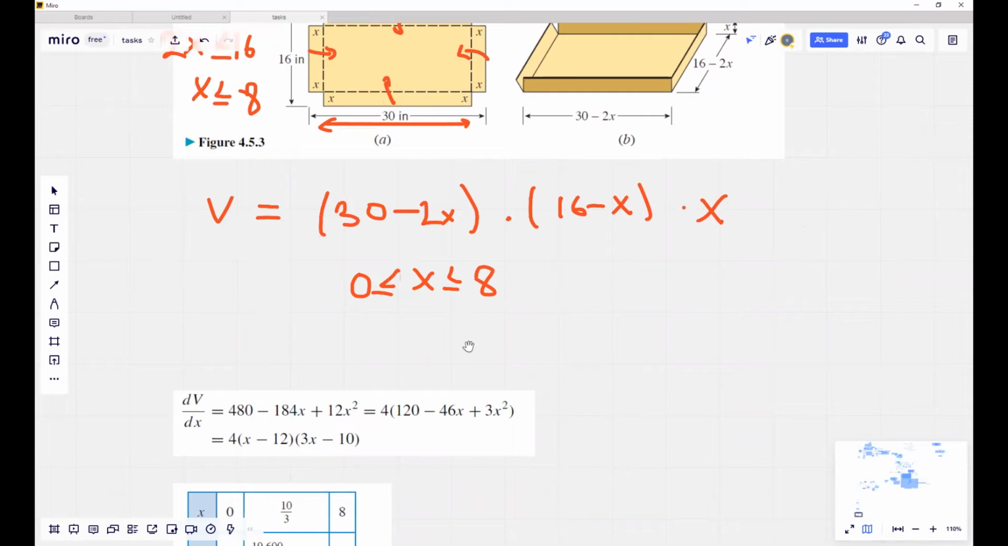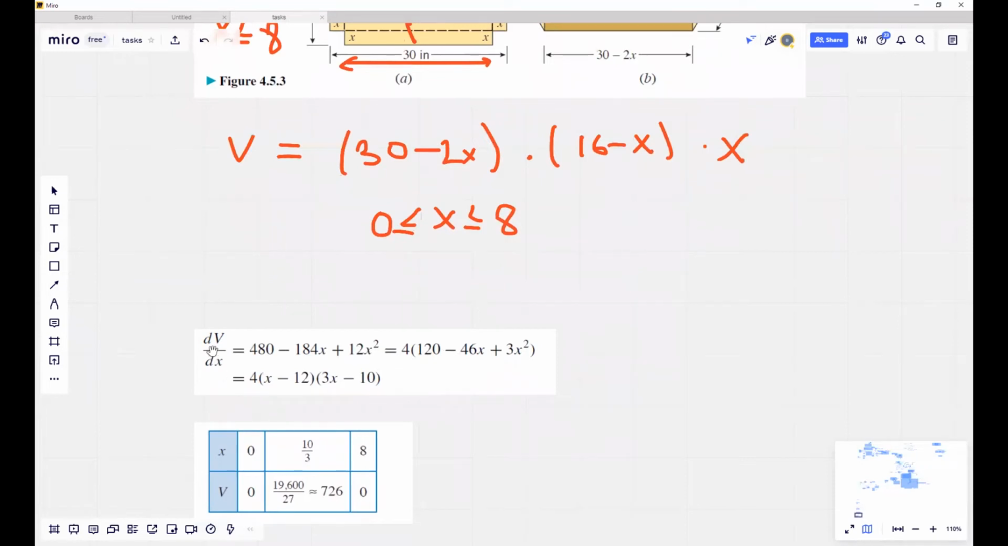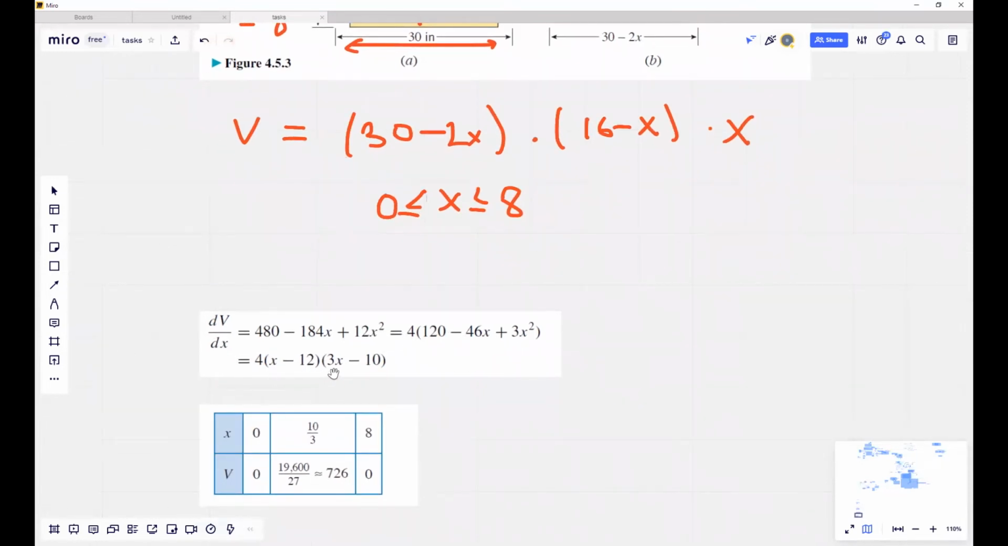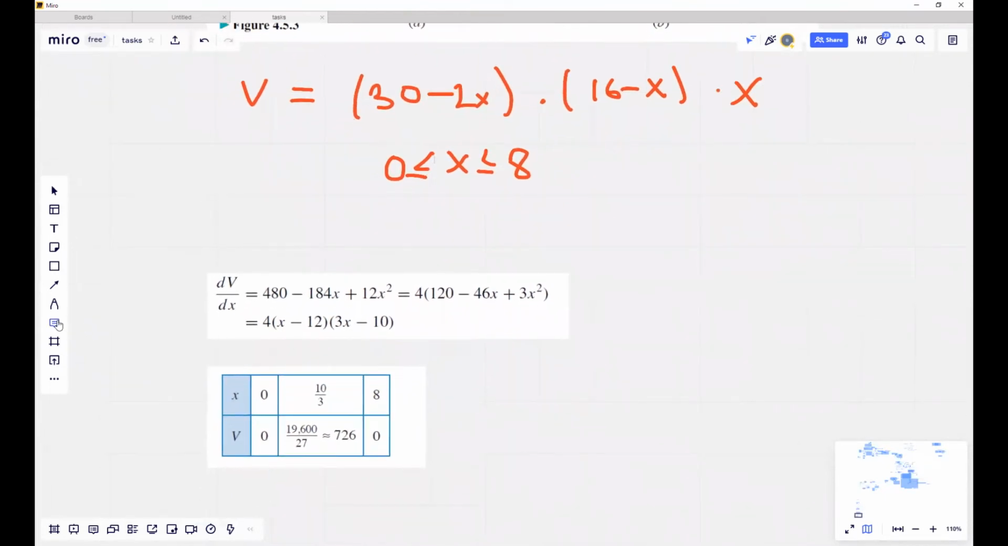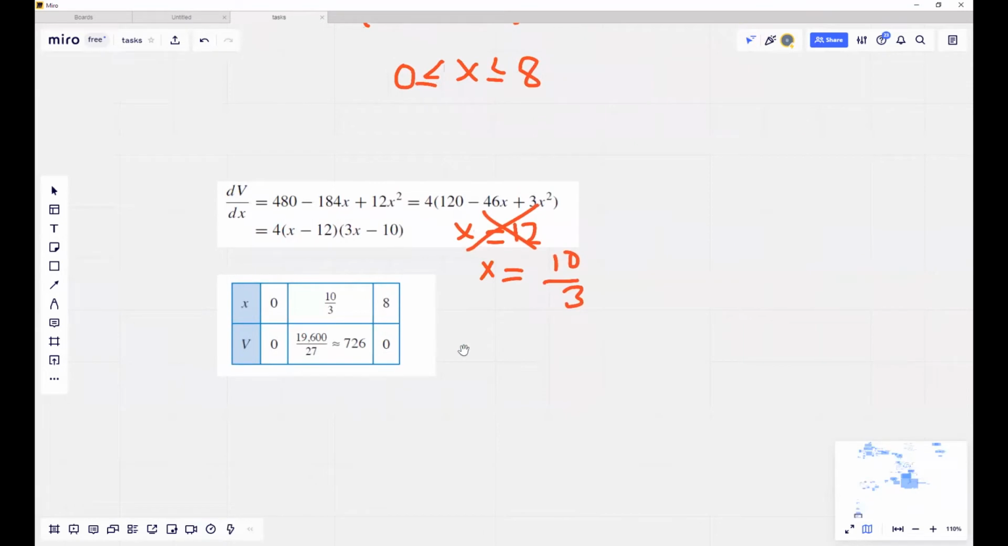To do that, we are going to find critical points by taking the derivative. I already found the derivative here. It's equal to 4(x minus 12)(3x minus 10). So the critical points are x equal to 12 and x equal to 10 over 3. These are two stationary points. And as we can see, x equal to 12 is outside of our range of possible values for x, so this point isn't interesting to us. Inside of the closed interval from 0 to 8, we have only one stationary point, at x equal to 10 over 3.